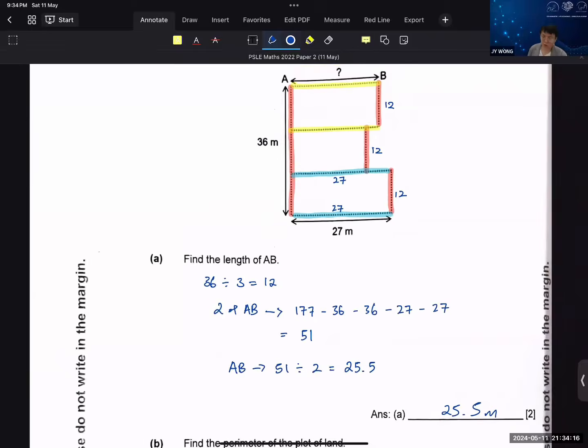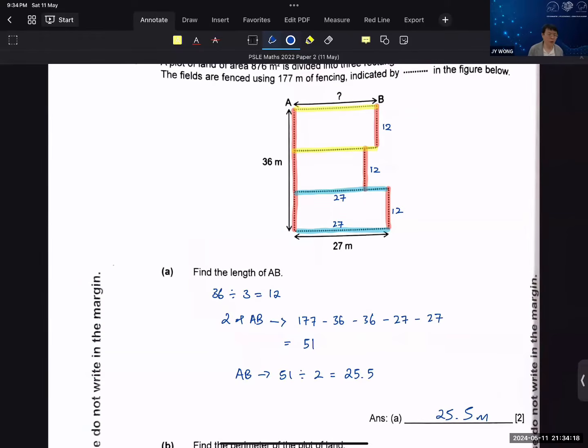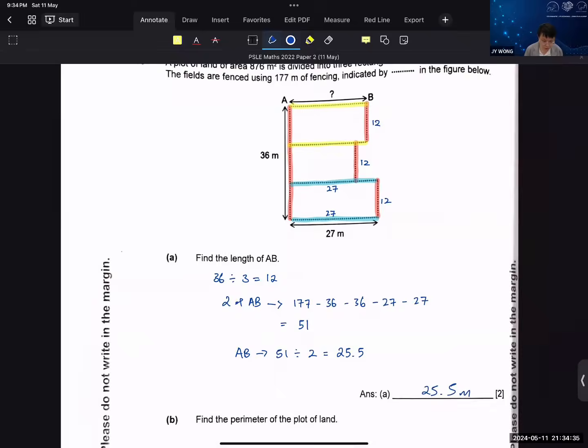I found this question very, very easy to visualize if you actually use a highlighter, because you can very clearly see what exactly is missing. The 2 yellow parts. That is the only parts of the perimeter that you do not have. Wonders of using a highlighter.